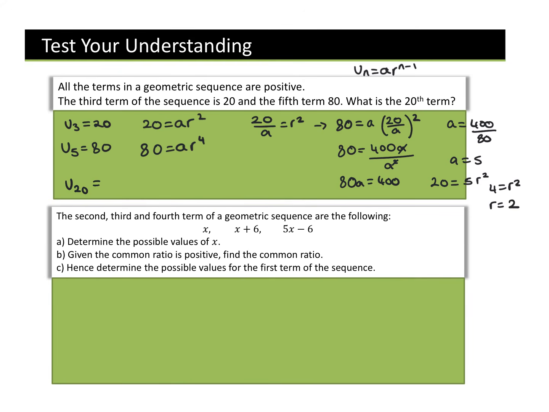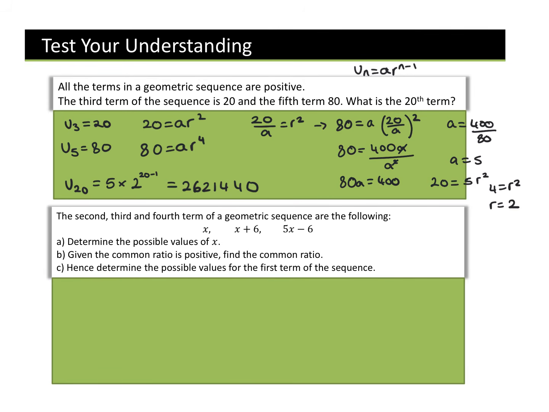So u20 equals a, which is 5, multiplied by r, which is 2, to the power of 20 minus 1, which we know is 19. This is going to give me 2,621,440.